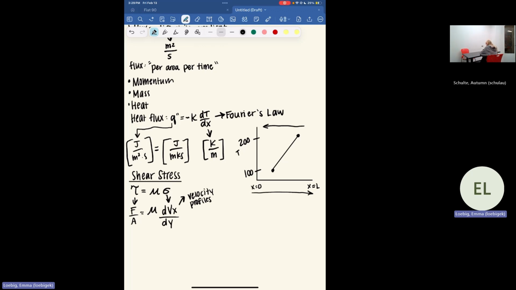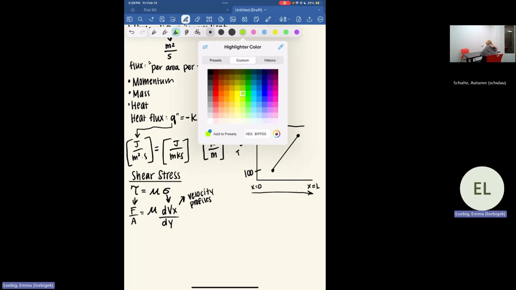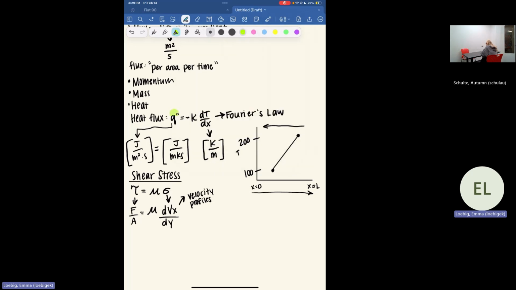Now in both of these cases, we can see that we are going to have something which is equal to a gradient multiplied by a proportionality constant.